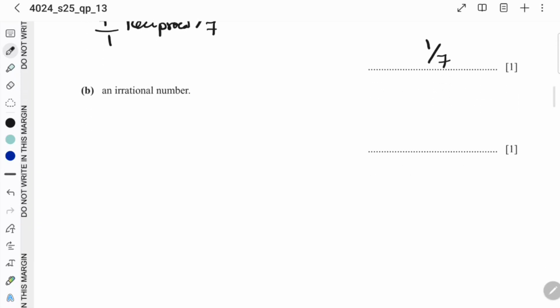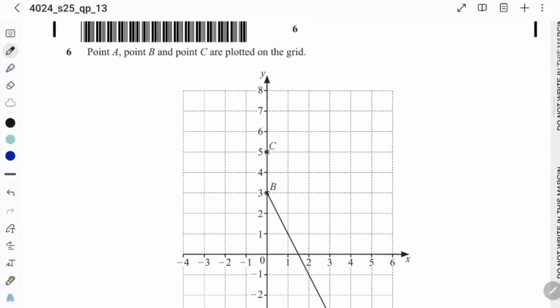Okay, write down an irrational number. So you can write down any irrational number. Irrational numbers are pi, square root 2, square root 3, which numbers we cannot take out from the square root sign. For example, square root 4 is not an irrational number, so we can write either pi, square root 2, or square root 3. So I'm just writing down one number, which is square root 2. Okay, move to question number 6.